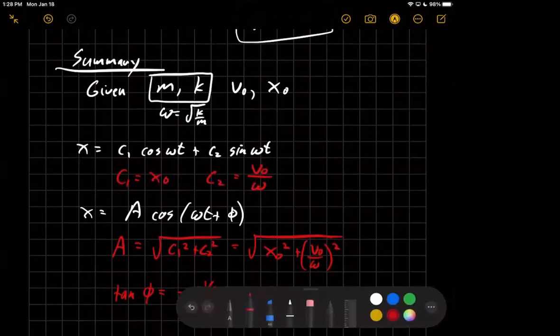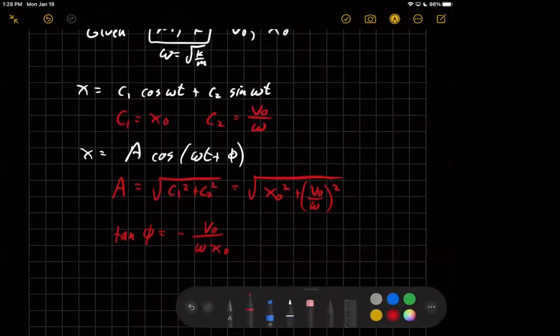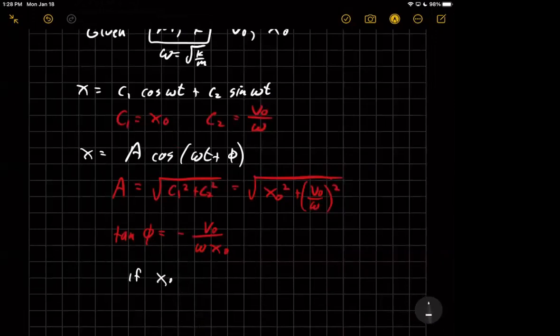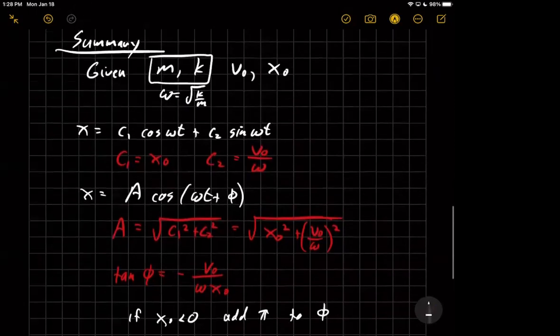And then just be careful. If x naught is less than 0, add pi to your answer that you get for phi. And that will make it work out nicely. So we can figure out what all the constants are in our equations if we've been given the mass, the spring constant, V naught, and X naught. And you'll have a few of those problems to do after you finish watching this video.